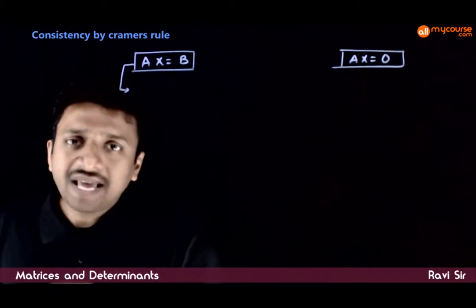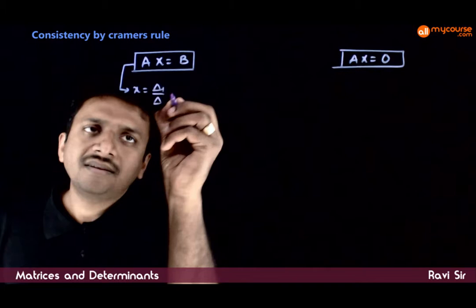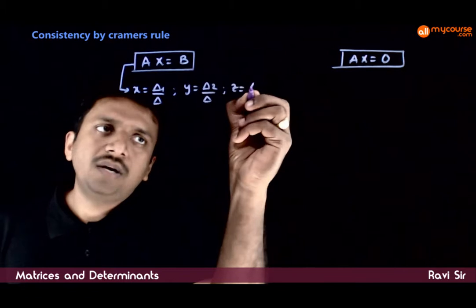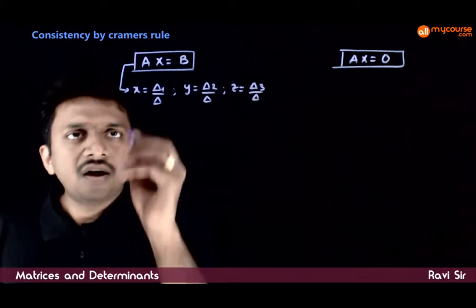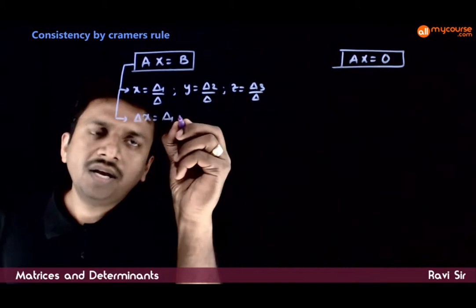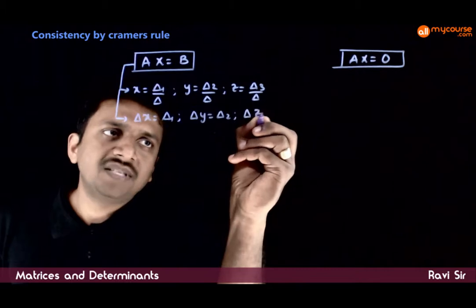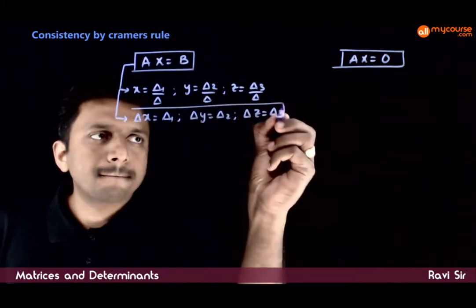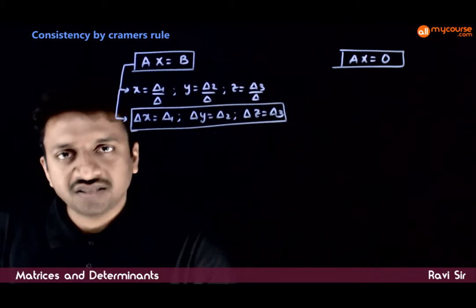First, by Cramer's rule, we know that x = delta 1 by delta, y = delta 2 by delta, and z = delta 3 by delta. These are the formulas corresponding to Cramer's rule. Or we can also write this as delta times x = delta 1, delta times y = delta 2, delta times z = delta 3. So now using these relations, we discuss the consistency of equations.